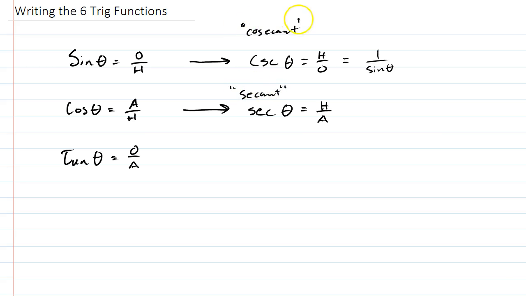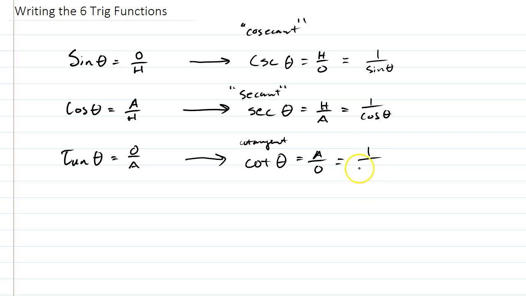So that guy's secant, that guy's cosecant. The last one here is cotangent of theta, which would be adjacent over opposite. And again, secant is 1 over cosine of theta, and often cotangent is 1 over tangent of theta.